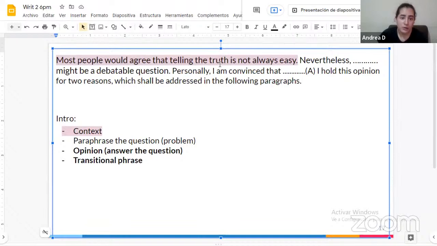So I don't know, you could still work with that. You could say, "Most people would agree that telling the truth is not always easy. However, I feel that you should always be 100% honest for these reasons." So you can do that. That's another way of making an intro. Not in this specific template, but you can do it. So should we do that then? Or does anyone else have anything in mind that we can say in the first line?